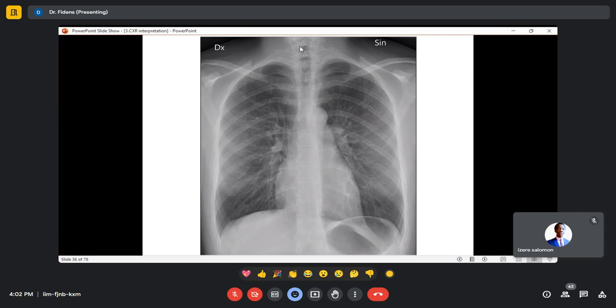What else here I wanted to tell you? Paratracheal line. Can you see here? This is the paratracheal line on the right side and the paratracheal line on the left side. When it is thickened, now think of mediastinal lymphadenopathy, mediastinal mass or something.